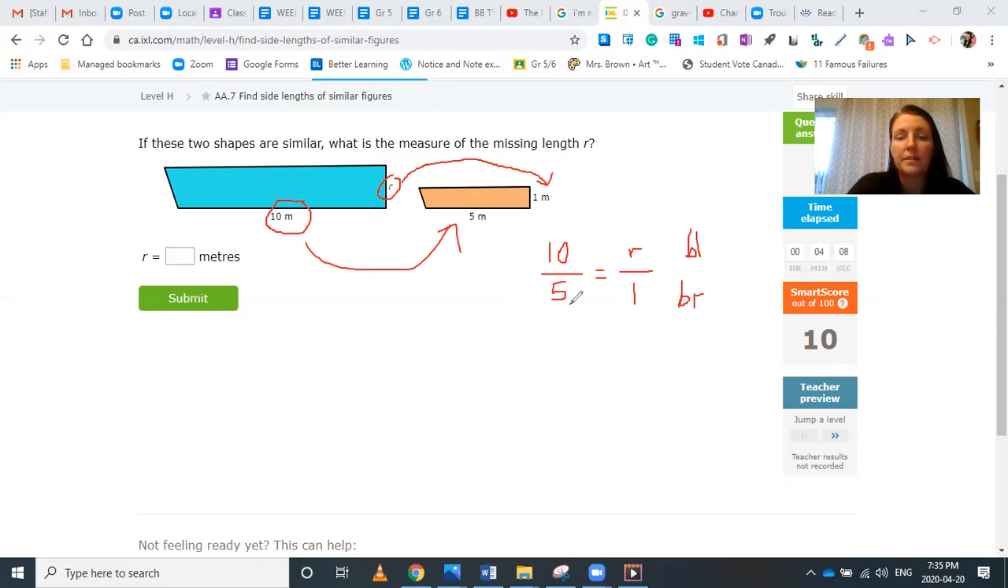Now we do proportion. How do we get from 5 to 1? We divide by 5. So what I do to the bottom, I need to do to the top. So I need to divide by 5. 10 divided by 5. So R is 2. What is my unit of measurement? Meters. So my answer is 2 meters.